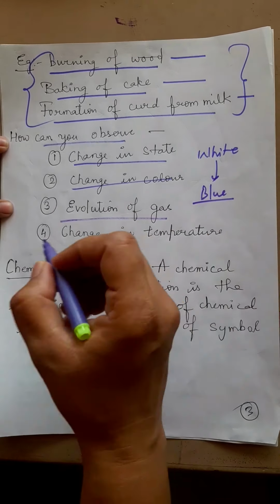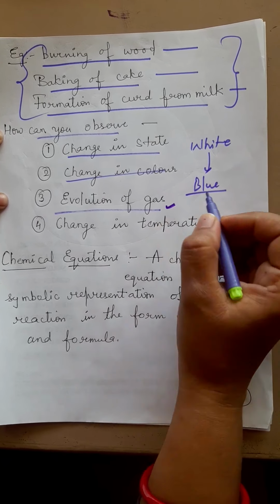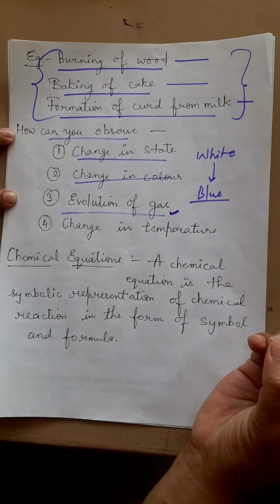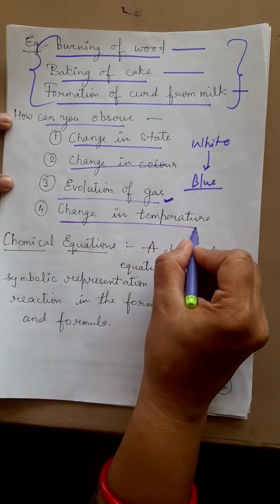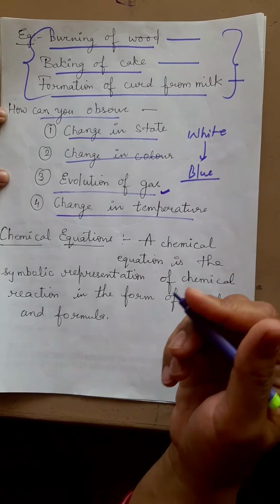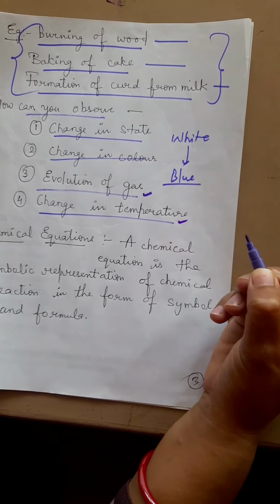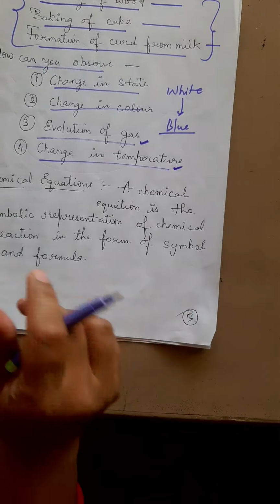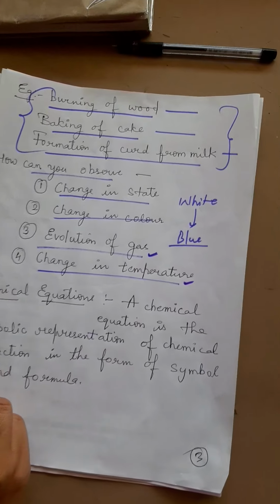Evolution of gas. When a chemical change happens, a gas is evolved. There may be a change in temperature; the temperature may also change. Now we are talking about chemical equations.